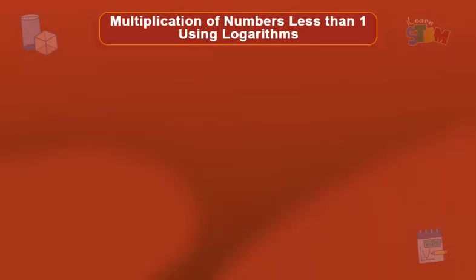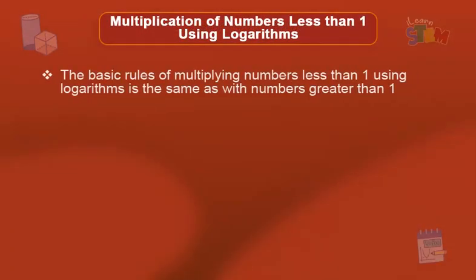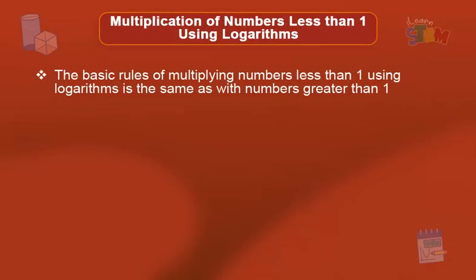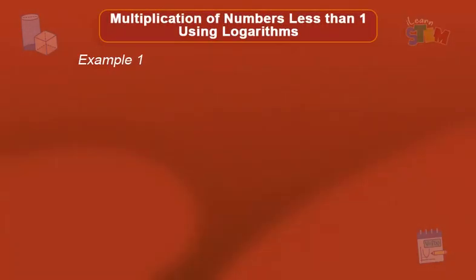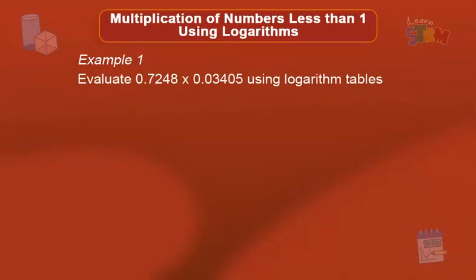Note down the following. The basic rules of multiplying numbers less than 1 using logarithms is the same as with numbers greater than 1. These also involve the laws of indices. Let's look at an example to see how this works. Example 1. Evaluate 0.7248 multiplied by 0.03405 using logarithm tables. Solution.